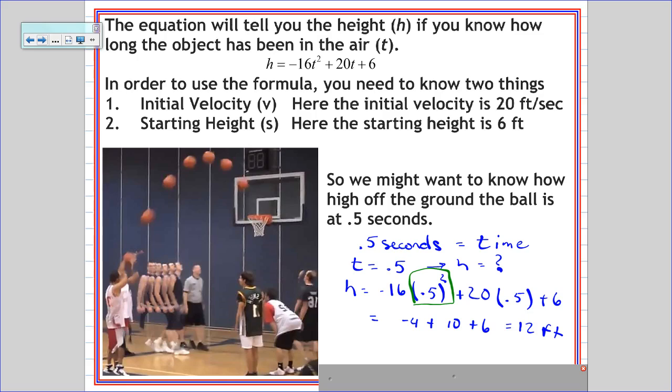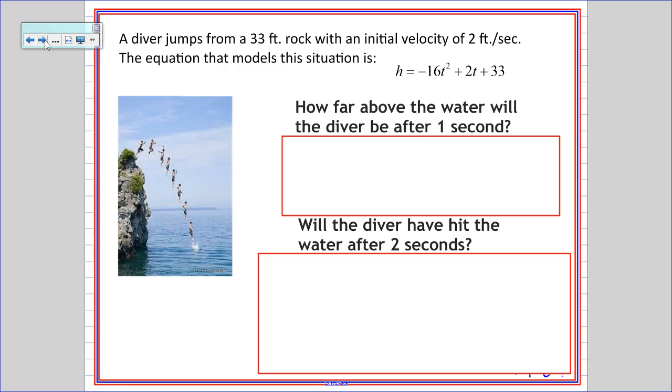So maybe that would be like here, just a little bit taller than the basketball hoop. Sounds pretty reasonable. Okay, so we're going to move on to another problem. A diver jumps from a 33-foot rock with an initial velocity of 2 feet per second. The equation that models this situation is h equals negative 16t squared plus 2t plus 33.